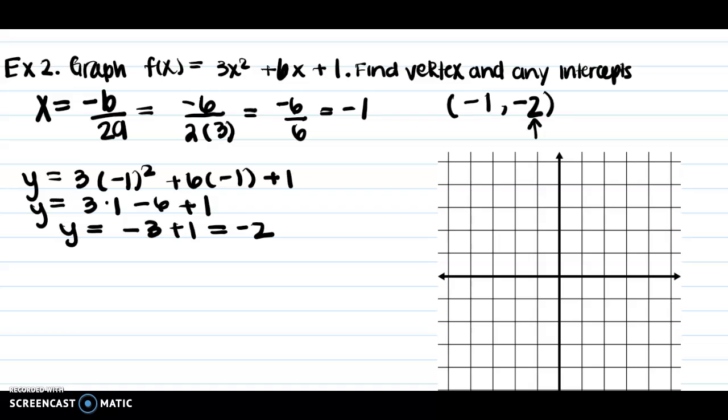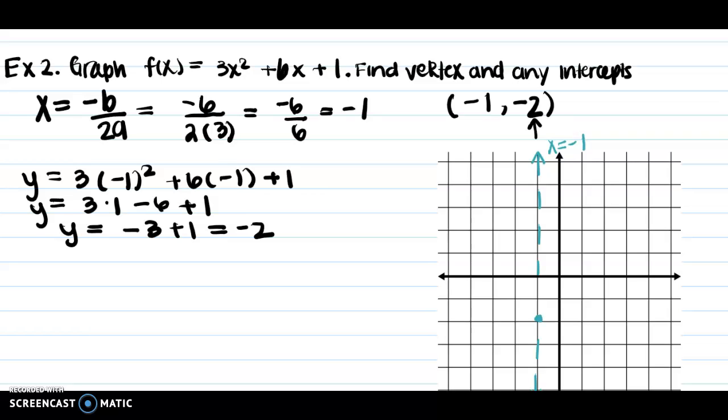So the y coordinate is negative 2. So let's go ahead and graph that. So negative 1 and 2. So there's our vertex. And remember our axis of symmetry, you should always draw that when you're drawing a quadratic. It's going to be the x coordinate. So x equals negative 1.